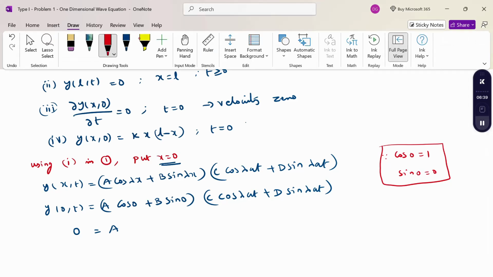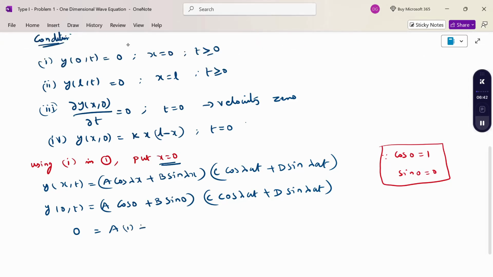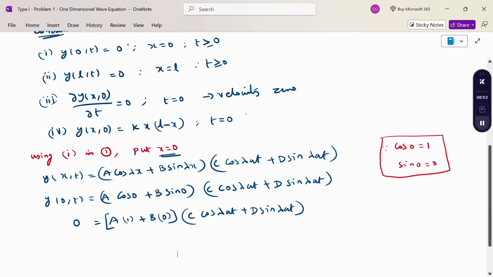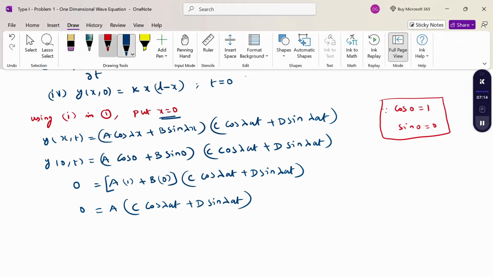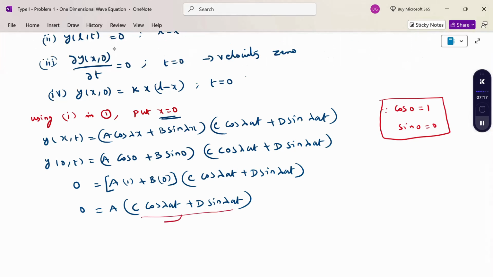Therefore, this is a 1 plus b 0. C cos lambda at, d sin lambda at. For this equation, c cos lambda at, so 0 equal to a, c into cos lambda at, d into sin lambda at. Now you take this whole equation to the left hand side, because these equations are non-zero.